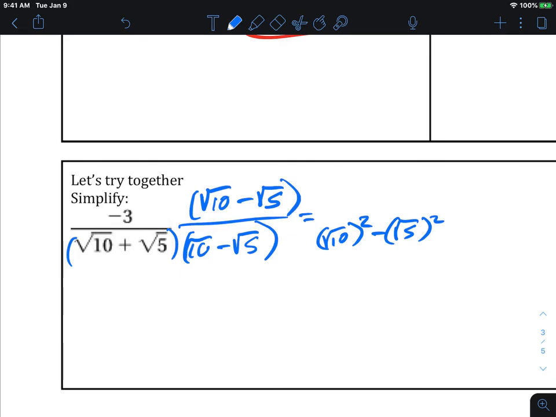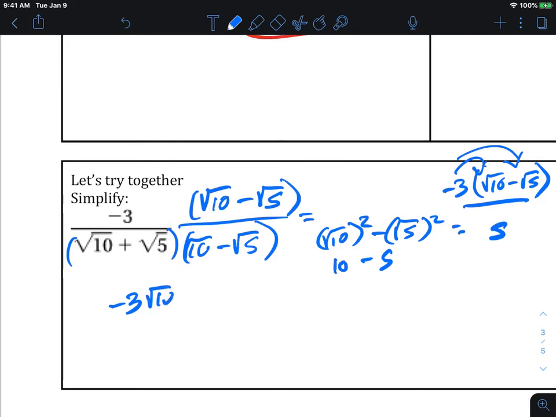All right, please don't tell me it's 100 minus 25. It's not. It's not. It's not. It isn't. It's just what? 10 minus 5. It's 5 again. Over negative 3 times radical 10 minus radical 5. Now, you might see that as an answer, but you're probably going to have that negative 3 distributed to both those terms. And so you're going to get negative 3 radical 10 plus 3 radical 5 all over 5.